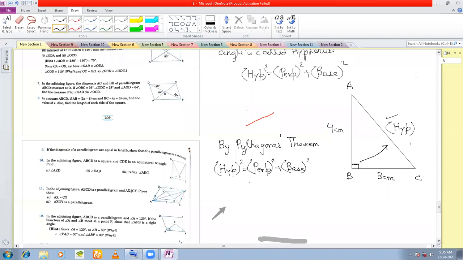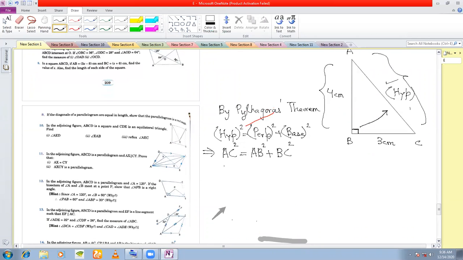Okay. That means which one is the hypotenuse? We have identified the side AC as the hypotenuse. So we can write AC square is equal to, this one is our perpendicular, so this AB square plus base square, that means BC square. Okay. So now what is the length of AB given here? The length of AB is given to be 4. So AB square becomes 4 square. And the length of BC is given to be 3. So BC square becomes 3 square.